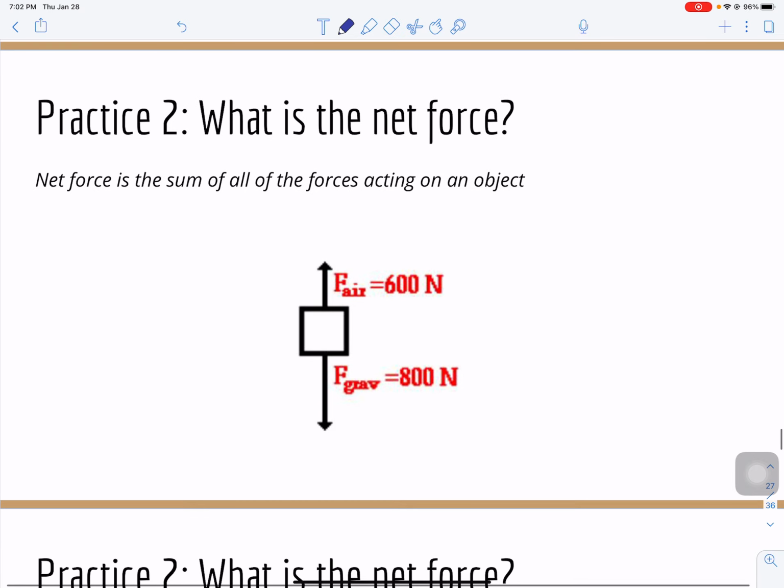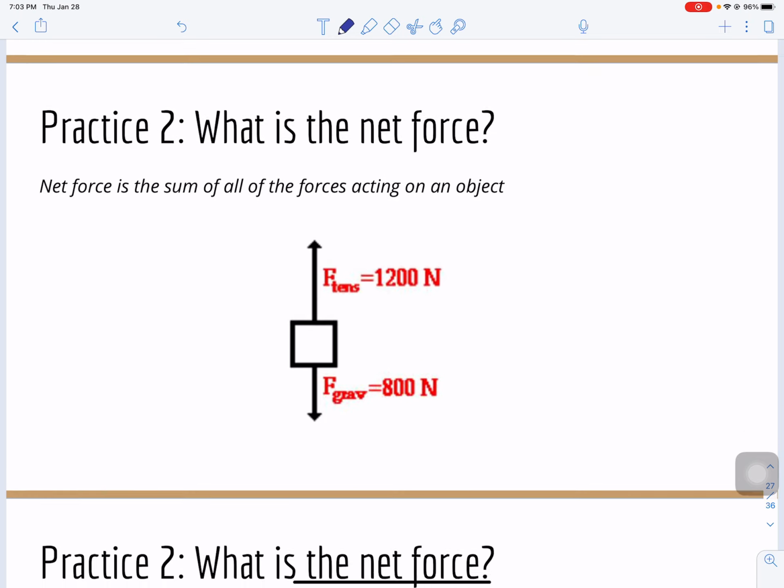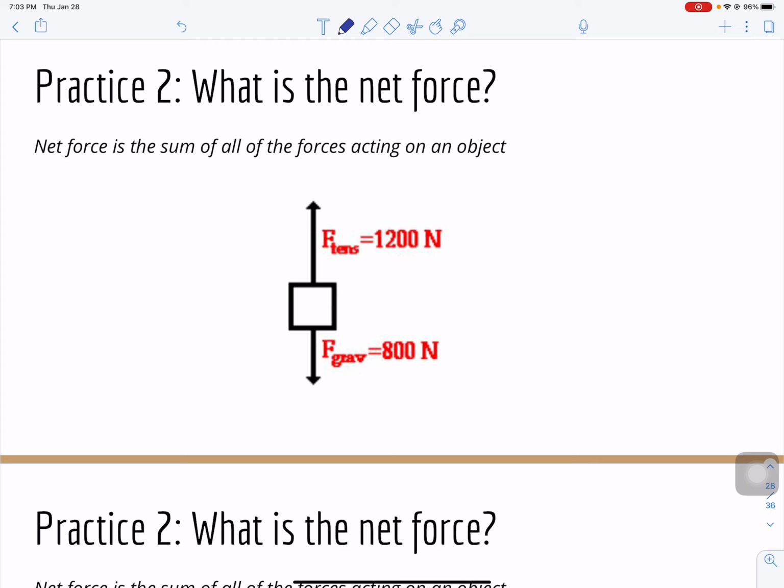Okay, now we're going to look at a different scale. We want to know what is the net force. So our definition we said is that the net force is the sum of all the forces acting on the object. So if I've got air and force due to gravity acting on an object with these values, what is the net force on this object? Okay, I've got that F_tens is tension. So I've got tension force of 1200 going up, gravitational force of 800 going down. What is the net force?